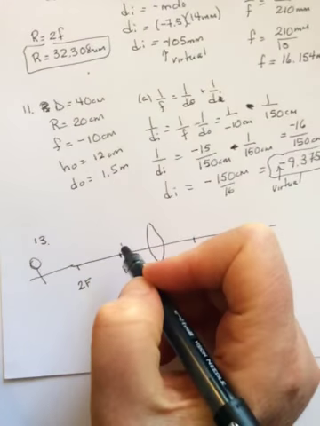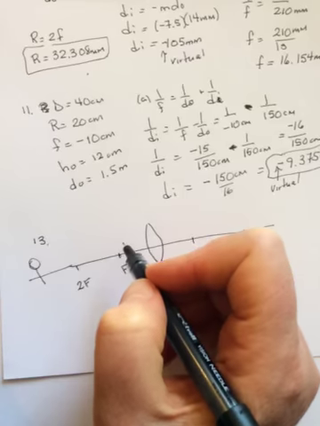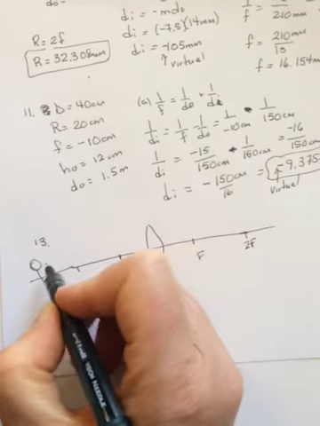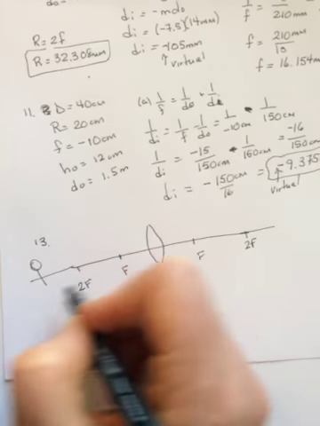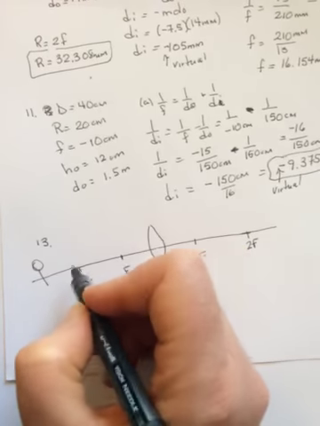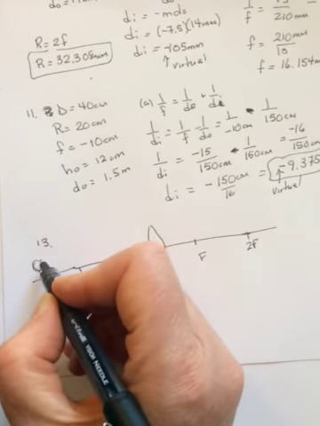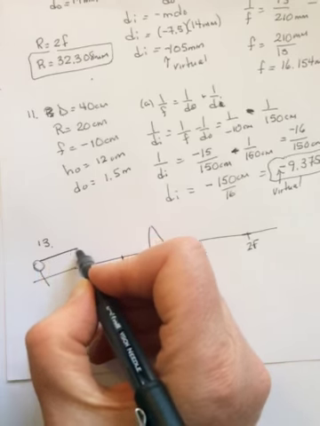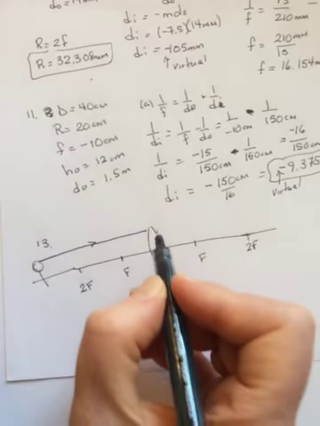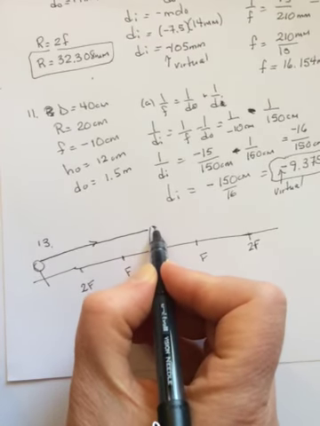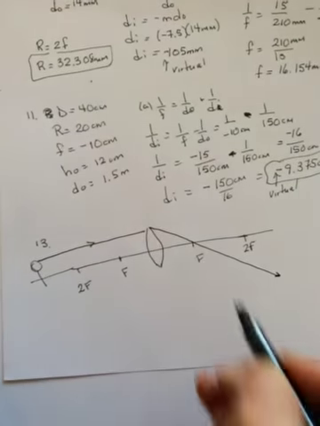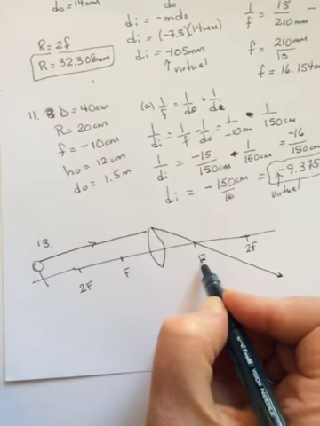Okay, so question number 13, page 381, is asking us to locate the image using ray diagrams. The object is 30 centimeters away from a convex lens that has a focal length of 10 centimeters. So it's back here. The last day we learned our rays, and one was a ray going in parallel to the principal axis, which will get refracted so that it comes out through F on the other side of the lens.